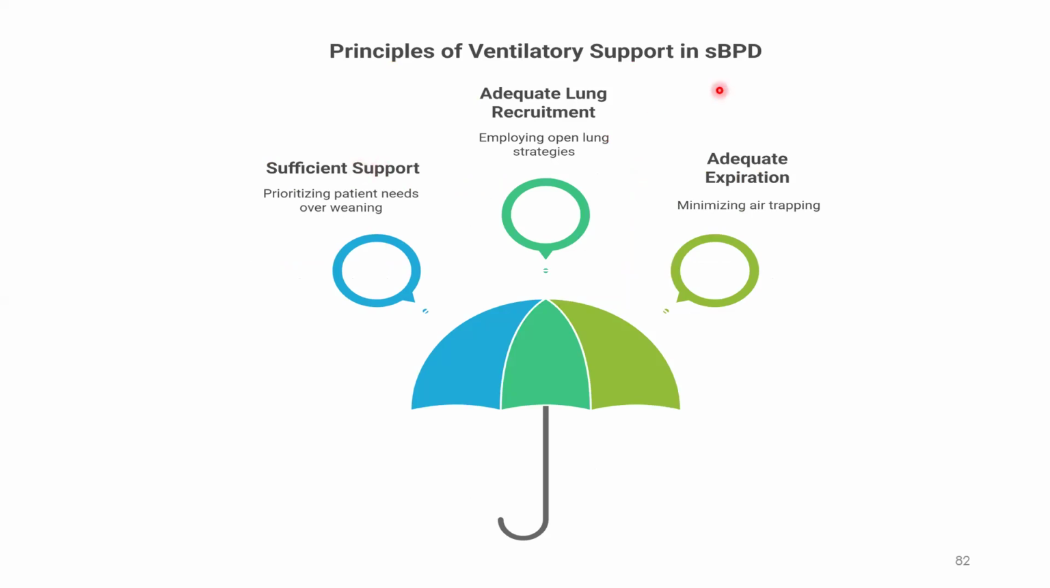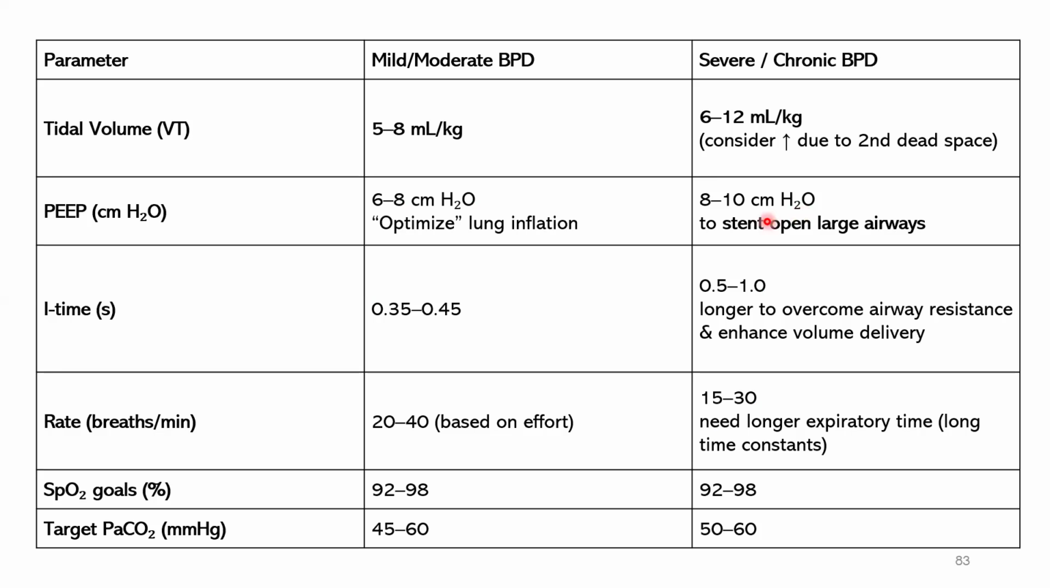But when the baby develops severe BPD, our goal shifts. We have to provide the support and recruit the lung. At the same time, we have to minimize air trapping and also minimize ventilator-induced lung injury. So lung injury is not the first phenomenon. Our first aim is always to provide the support. So what will be your ventilation setting?